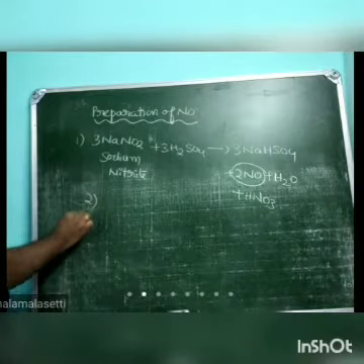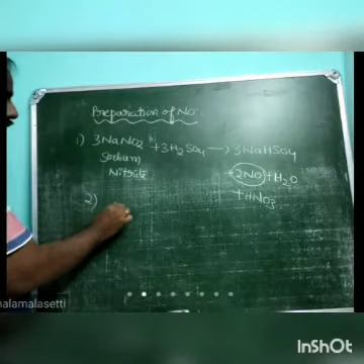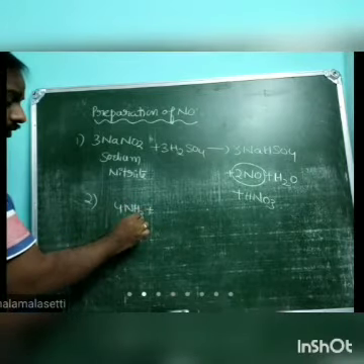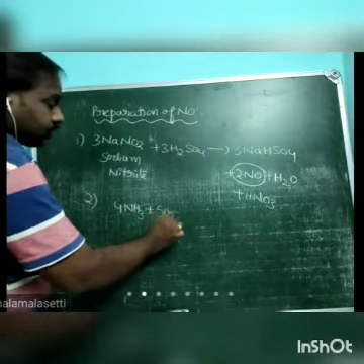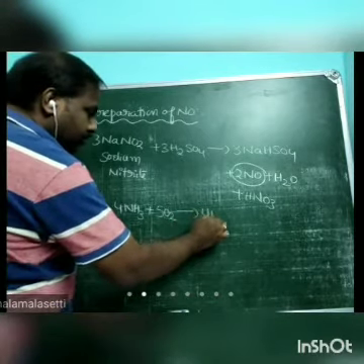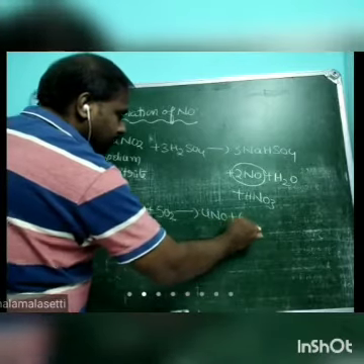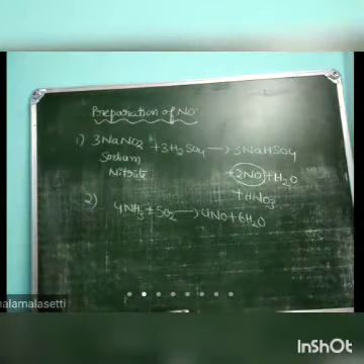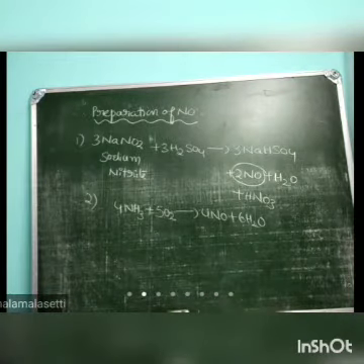And the second method is oxidation of ammonia. 4 moles of NH3 plus 5 moles of oxygen gives 4 moles of NO plus 6 moles of H2O. When ammonia is subjected to oxidation, then also we will get the corresponding nitric oxide.